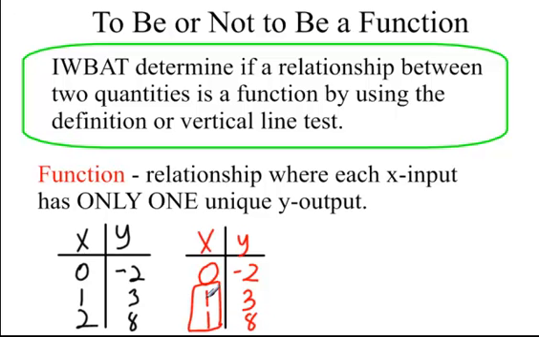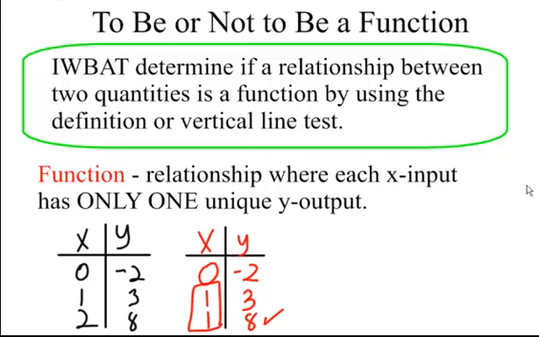If x is 1 and y is 3 here, then x should be 1 and y should be 3 there, but it's not. So in this instance, our definition does not hold true. In this case, each x input gave us 2 different y outputs, so that would not be a function. The thing to look for here is whenever x is the same number, it better have the same y output. If it doesn't, it's not a function.